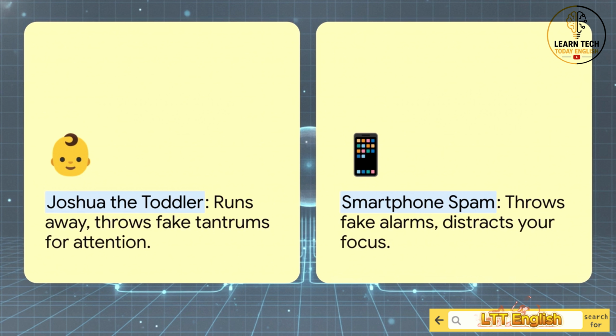Now, you can't just delete a toddler, right? And you definitely can't delete your mind. Joshua the toddler runs away and throws fake tantrums for attention. And in our digital world, that is exactly like a smartphone spam app throwing fake alarms to break your focus. To get your mental bandwidth back, we have to learn to manage these tantrums.